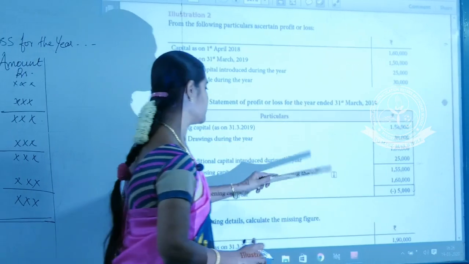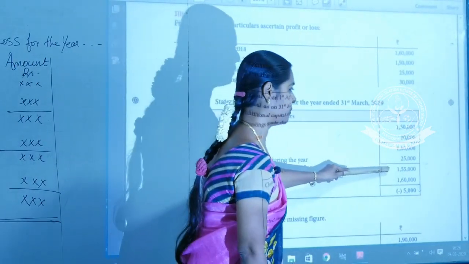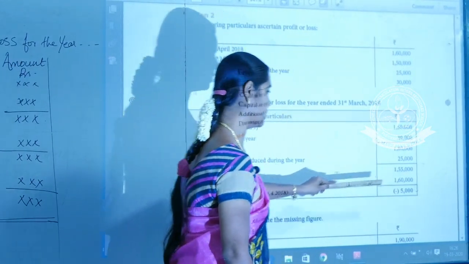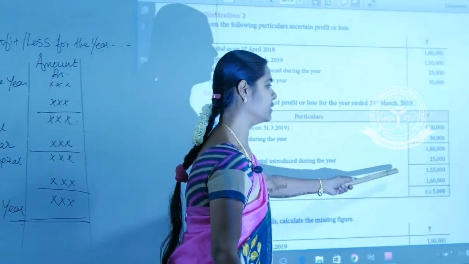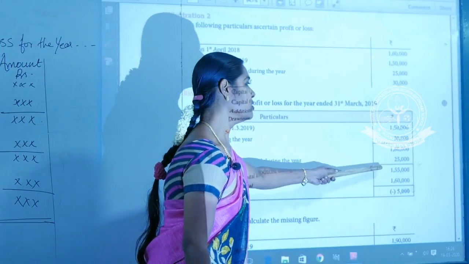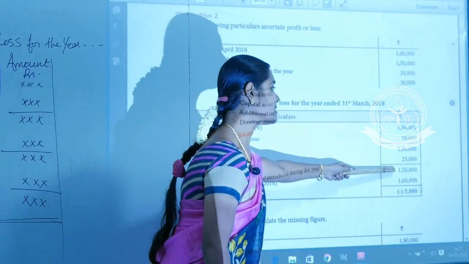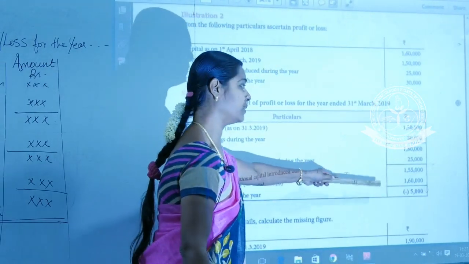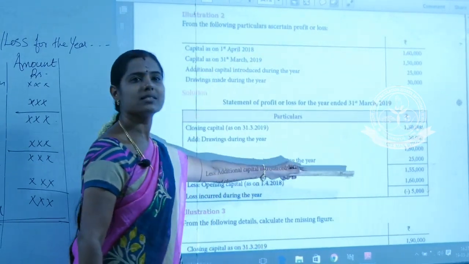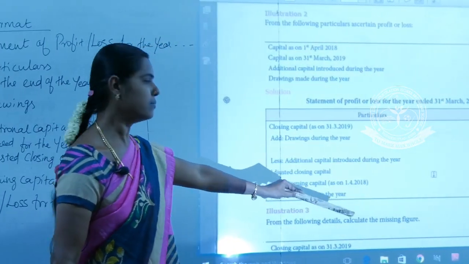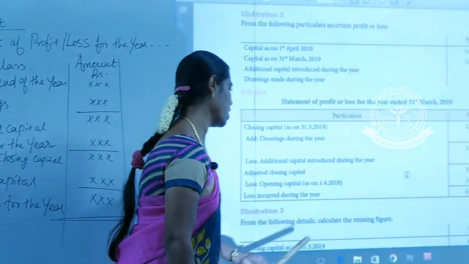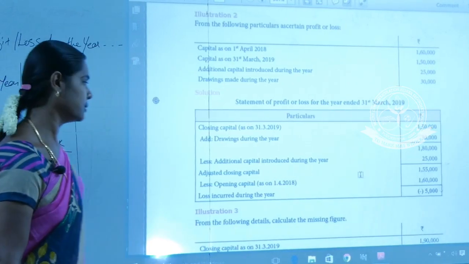Please note this. Here the adjusted closing capital is 1,55,000, but the opening capital is 1,60,000. So here the closing capital is less, but the opening capital is more. When this happens, it refers to a loss of the business. This is the answer: loss incurred during the year.